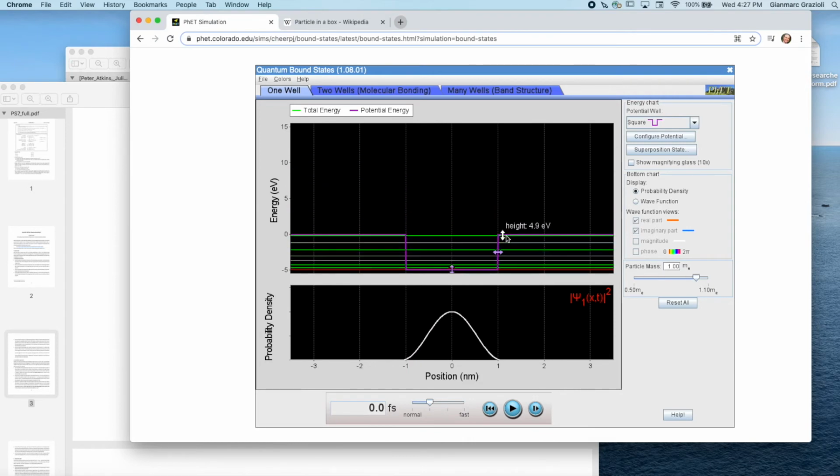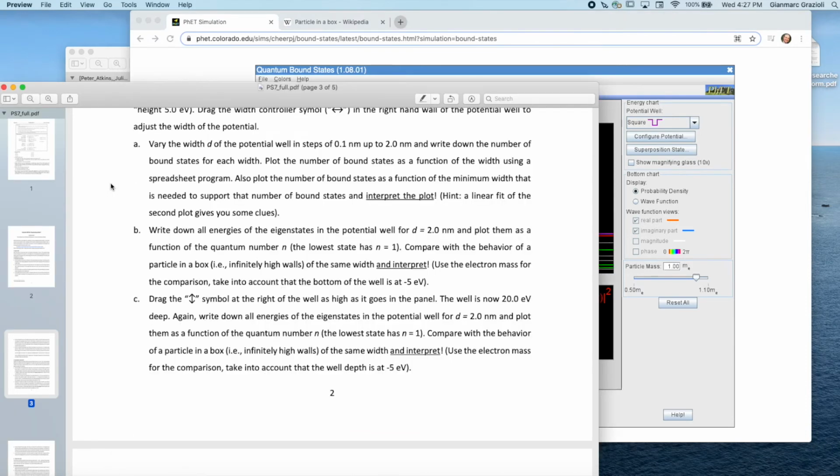Let's put it back where they told us to put it. Height? Oh, not quite. 5. There we go. We need 5 electron volts. Anyway, you're going to want to plot all those values and compare that to the same thing for the perfect quantum particle in a box.